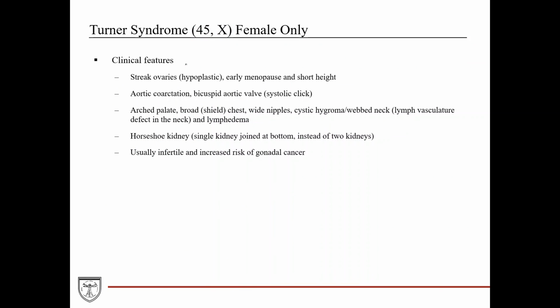Clinical features, these are all very high yield, and you definitely want to be aware of these when you're reading the stem, and often you can get asked about them as well. So streak ovaries or hypoplastic ovaries, early menopause, and short height. These are all the result of decreased estrogen. Aortic coarctation, very high yield for Turner syndrome. Bicuspid aortic valve, you could hear a systolic click on physical exam. Again, this is very high yield, very common in Turner syndrome.